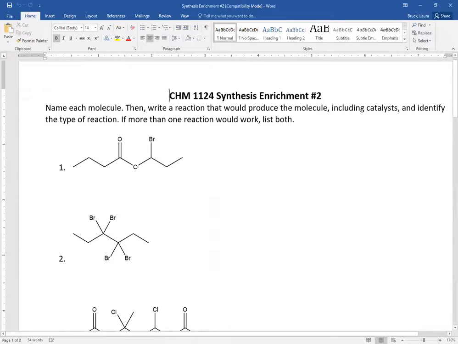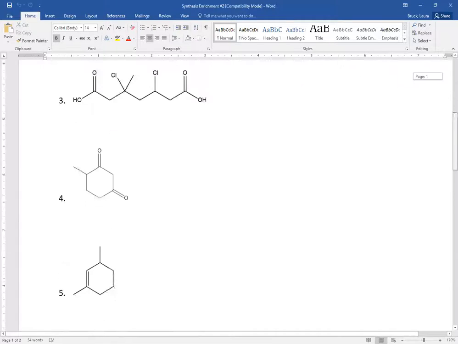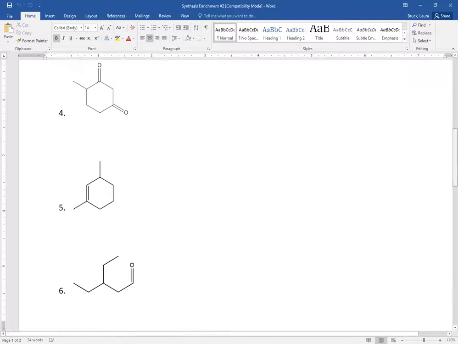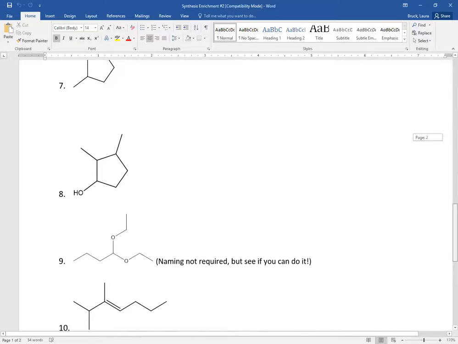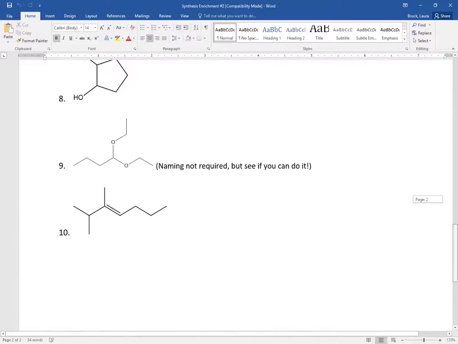Or if you don't want to go to the course website and download the file, or if you don't have access to it, just pause the recording, try these for yourself, and then hit resume when you're ready. So there are 10 problems. Here are 1 through 3. There are 4 through 6. There's 7 through 9. And then there's number 10.